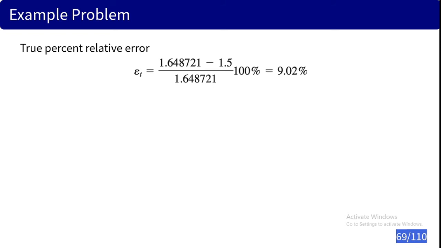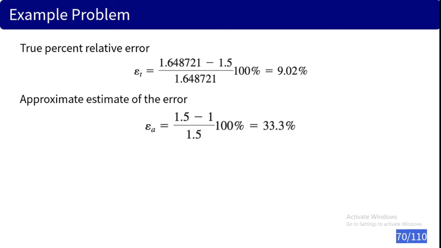Okay, so we subtract the 1.5 from the true value, divide by the true value, and multiply by 100%. The error for the second estimate of 1.5 is 9.02%. So 9.02% is still large.